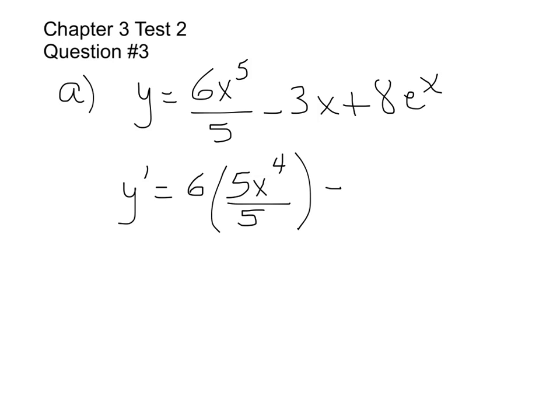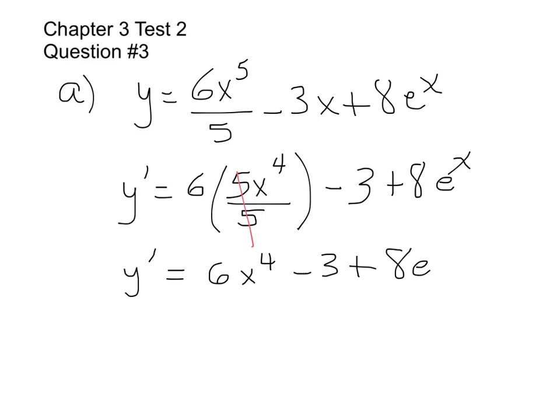Then the second term, I would just have negative 3, and then I bring the 8 out front. Remember, the derivative of e to the x is e to the x, so as you can see that cancels, and I end up with my first derivative equaling 6x to the 4th minus 3 plus 8e to the x.